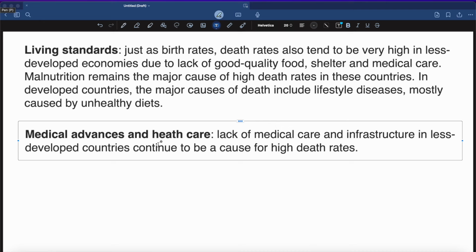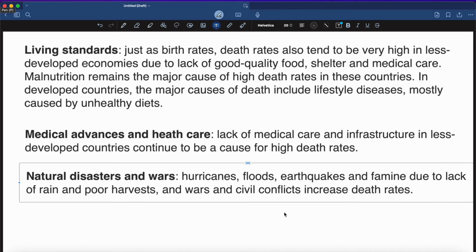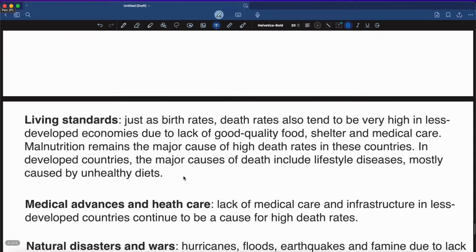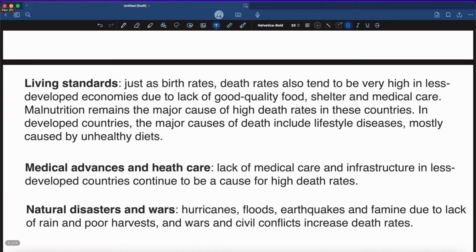The next factor is natural disasters and wars. A lot of economies have more natural disasters and more wars, so there's a higher chance for the death rate to be higher in those countries. And that's a factor as well. Those are some of the factors for why death rates differ in different countries.